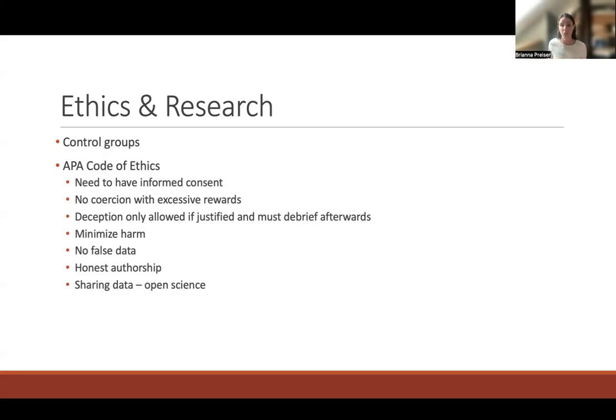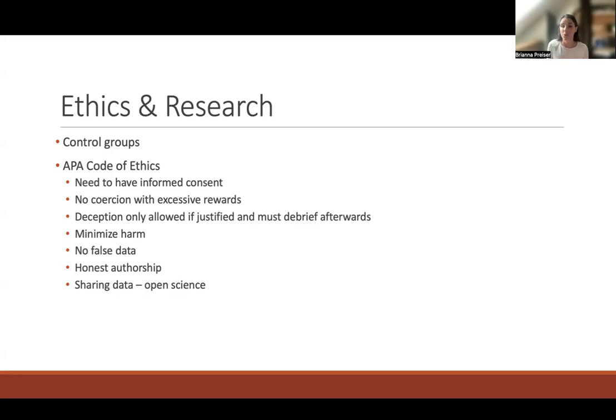First, that researchers need to obtain informed consent that must include what the purpose of the study is and what participation will entail, as well as informing the participant of their right to decline or to withdraw their participation at any time. Second, that researchers cannot coerce participation by offering excessive or inappropriate rewards.